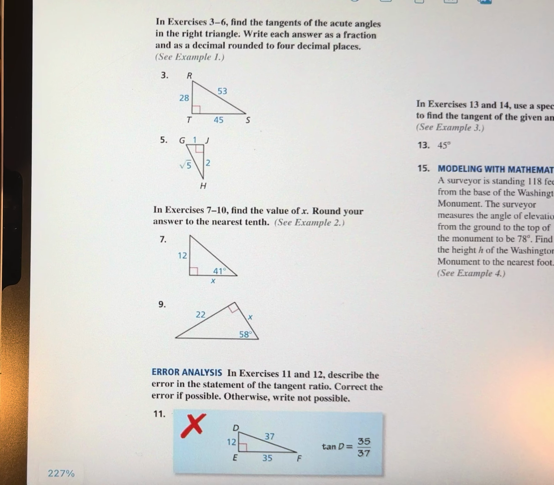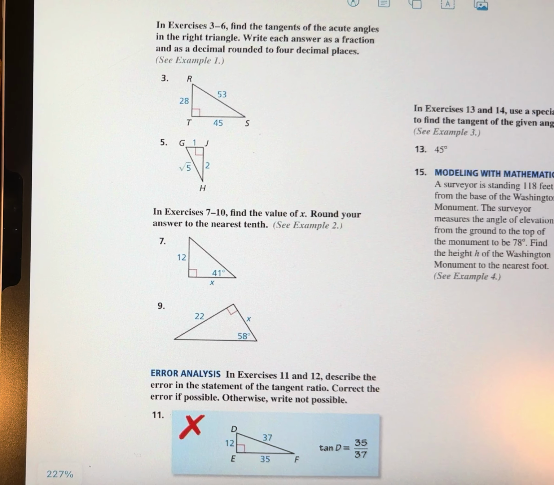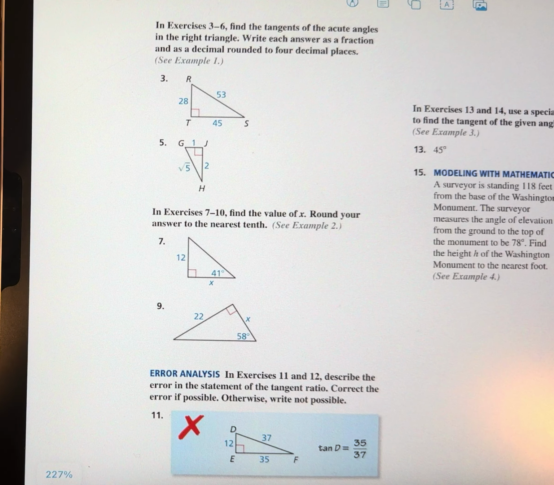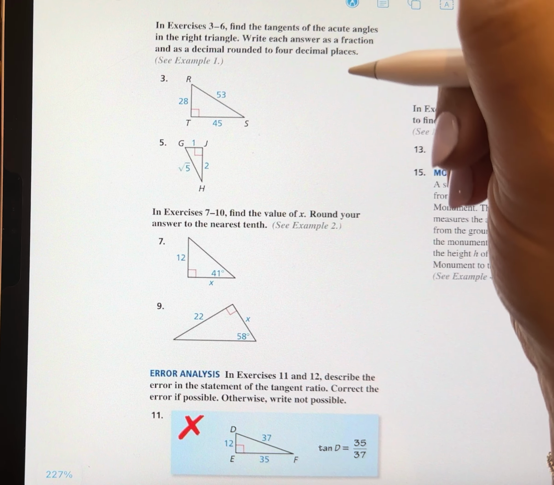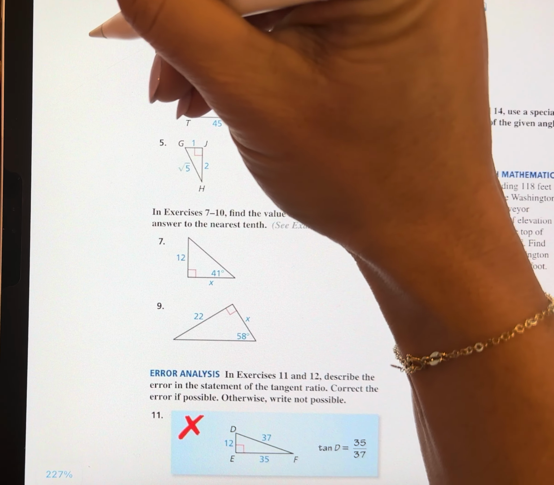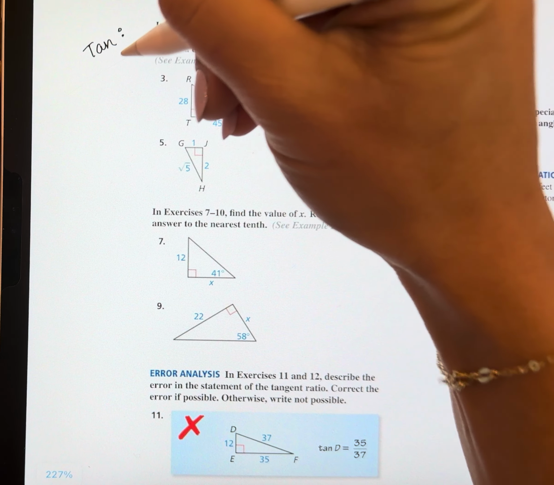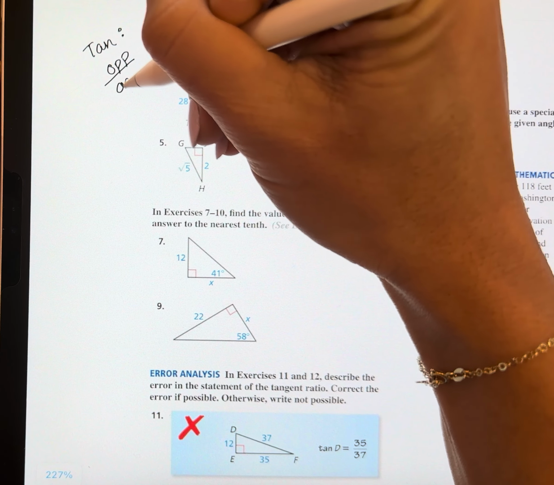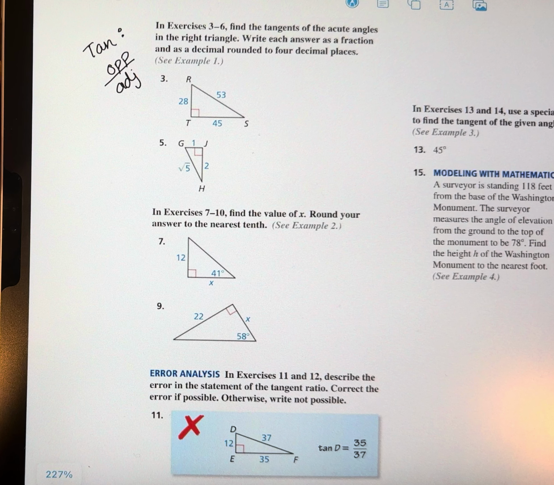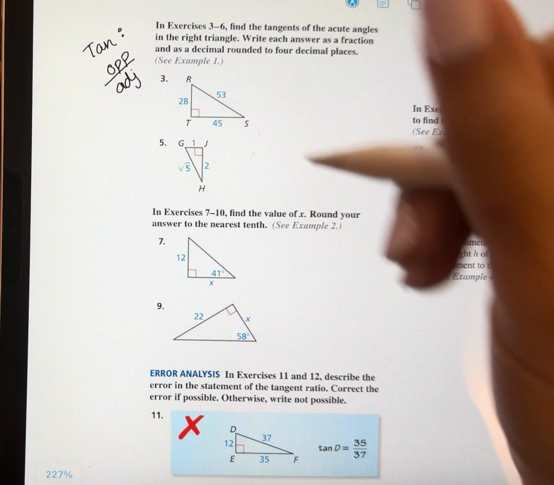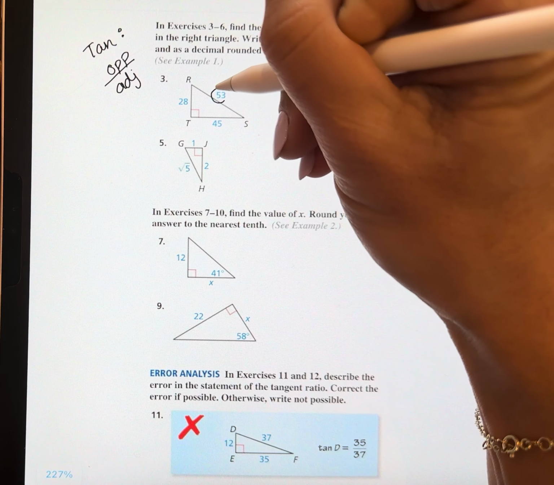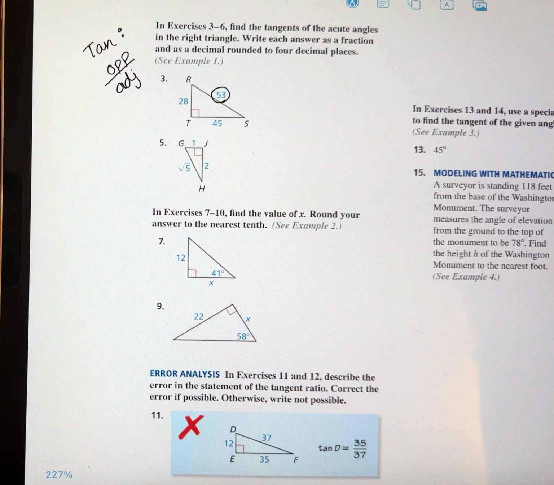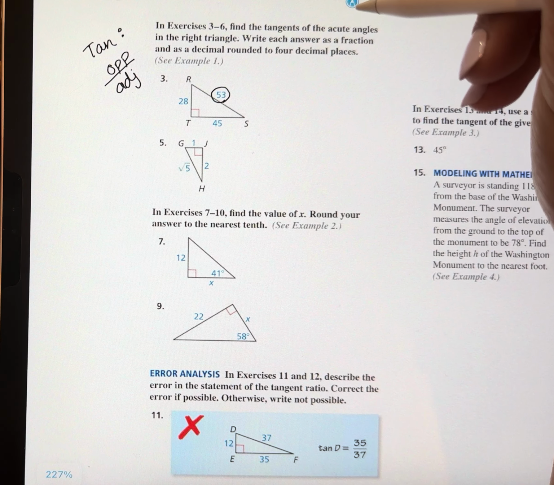Okay, ladies and gentlemen, let's do some trig. This is 9.4, and we are working with tangent. So with tangent, we are looking at opposite over adjacent. That's the theme of this homework. I like to identify the hypotenuse so I don't confuse it with adjacent. So there's the hypotenuse. Let's see what the problem says.